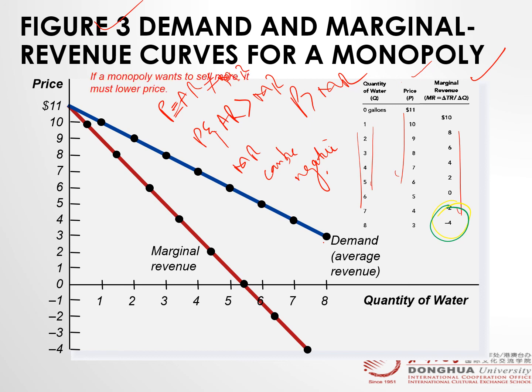So we have one explanation. Let's read that. And that is just what we have just discussed here. If a monopoly wants to sell more, it must lower the price. Price falls for all units sold. That is why marginal revenue is always less than price.